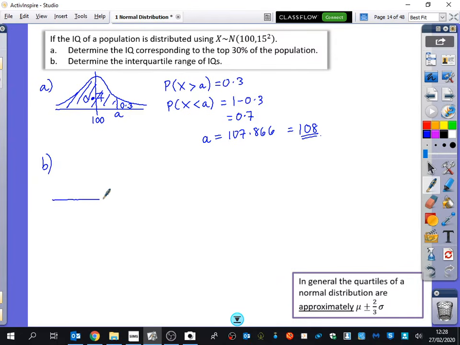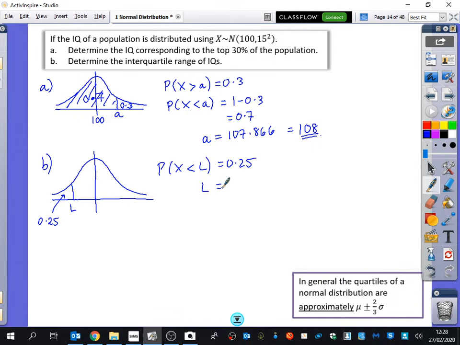Then we're being asked about the interquartile range. What's the lower quartile? The lower 25%. So I'm going to first of all work out the lower quartile will be over here. I'll call it L. The lower quartile is where this bit over here is 0.25. So the probability that X is less than the lower quartile is 0.25. So I can find out what L is equal to by using my calculator.